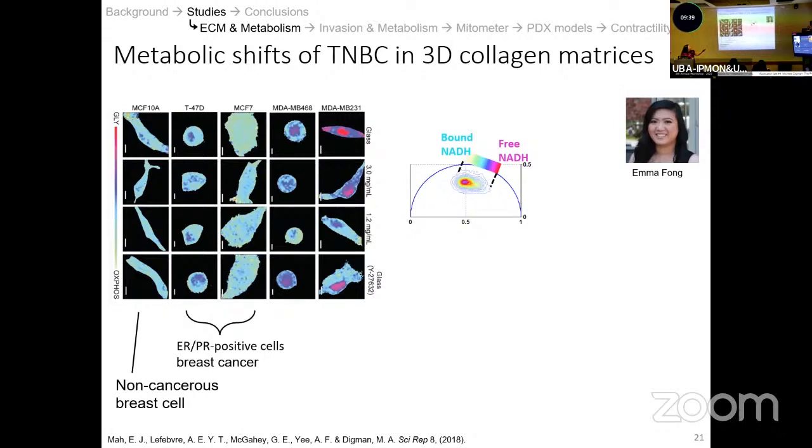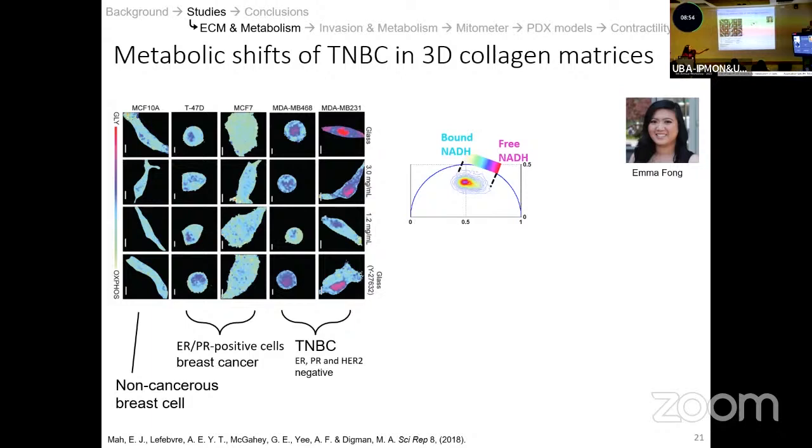Now we look at these two columns here. These are ER-PR positive cells. They have a receptor that is positive in these breast cancer cells. These cells are relatively easier to target because they have these receptors. The hardest cells to target are the triple negative breast tumor cells. These are really hard to target with chemotherapy agents because there are no receptors that identify them. So they're more aggressive. And these more aggressive tumor cells already start in a different metabolic profile. They have a higher free NADH, and as a function of stiffness here, they go from pink to more blue. They go from free NADH to a more bound state.